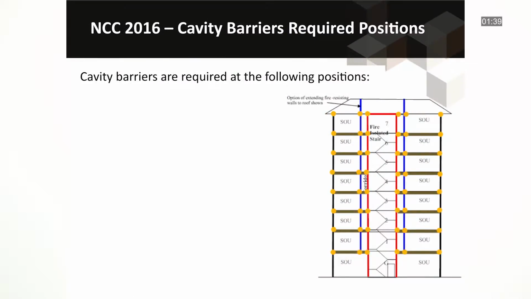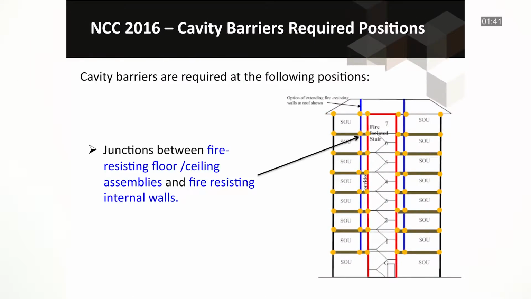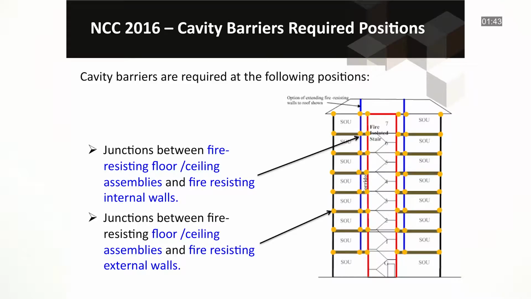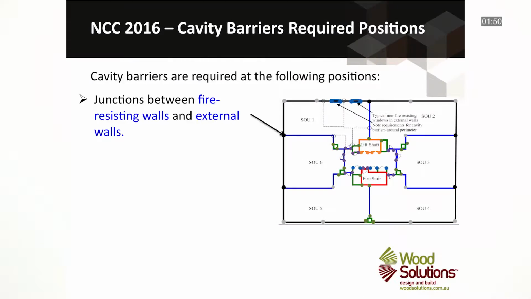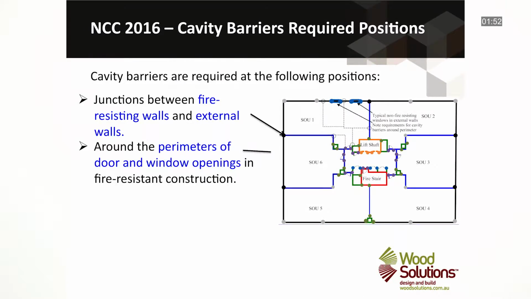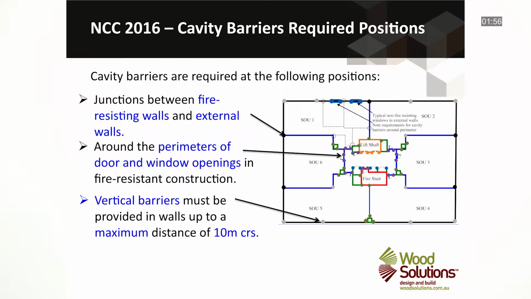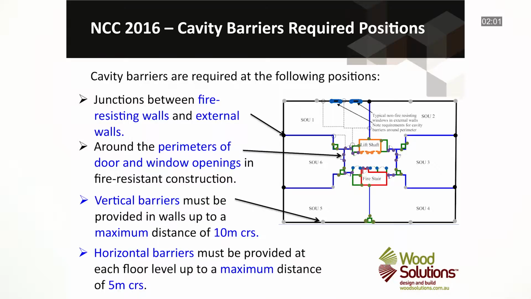In mid-rise timber buildings, cavity barriers are required at junctions between fire-resisting floor, ceiling assemblies and fire-resisting internal walls, at junctions between fire-resisting floor, ceiling assemblies and fire-resisting external walls, at junctions between fire-resisting walls and external walls, and around the perimeters of door and window openings in fire-resisting construction. Vertical barriers must also be provided in walls up to a maximum distance of 10 metre centres, and horizontal barriers must be provided at each floor level up to a maximum distance of 5 metre centres.